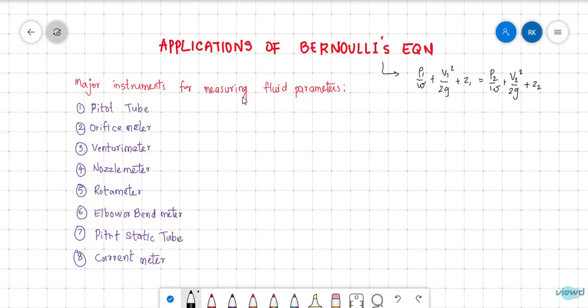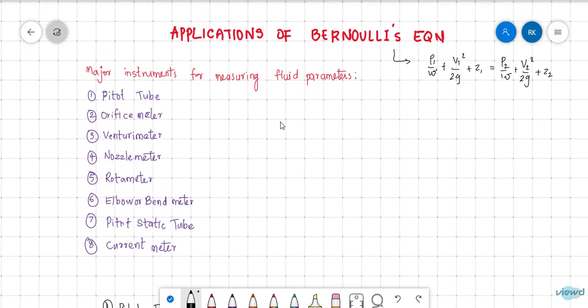Let us see what are the major instruments for measuring fluid parameters. This question may be asked in an objective type 1 mark question. So pitot tube, this is used to measure velocity of fluid. From this velocity we can measure discharge also at that cross section by multiplying by the area at that cross section. Next, orifice meter, this is for discharge. Venturi meter, this is also for discharge. Nozzle meter, this is also for discharge. Rotometer, this is also for discharge. Elbow meter or bend meter, this is also for discharge.